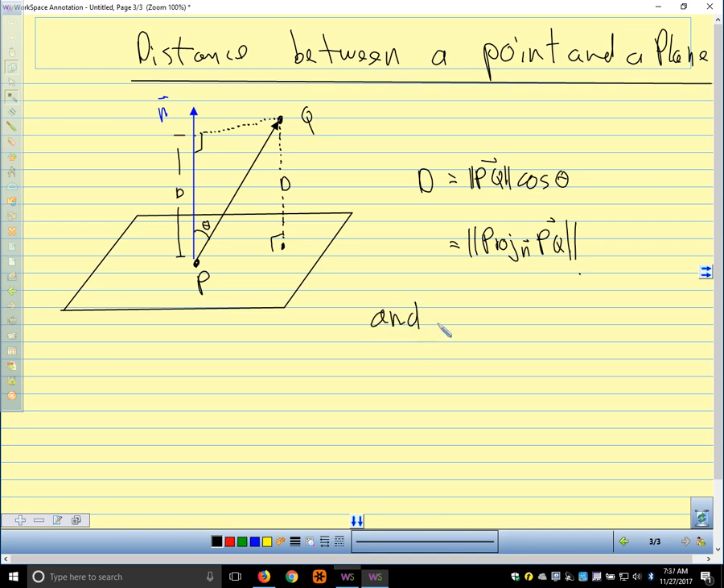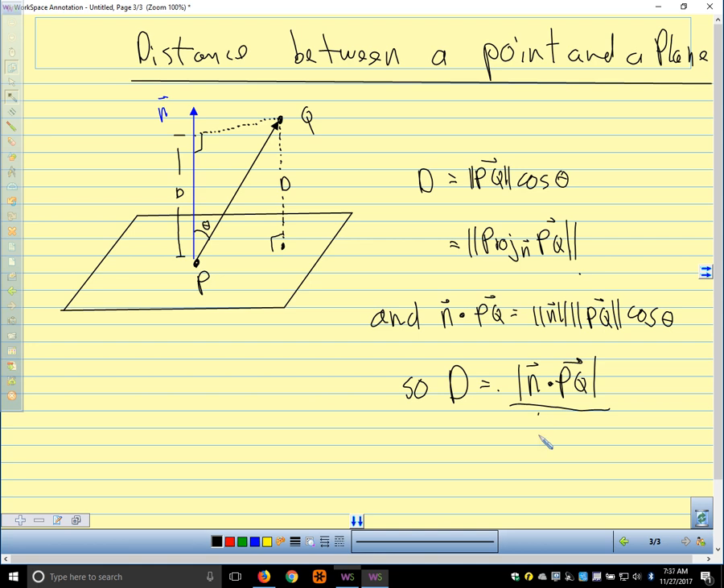So I'm going to write down here: n dot PQ is the magnitude of n times the magnitude of PQ times cosine theta. So the distance, this is PQ cosine theta, that's this quantity divided by the magnitude of n. So we get the distance is n dot PQ, and I'm going to take the absolute value because we want our distance to be positive, over the magnitude of n.